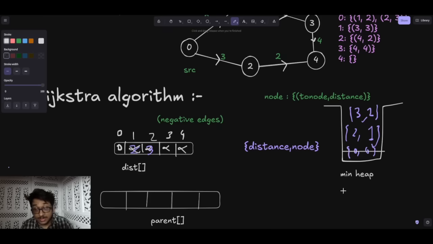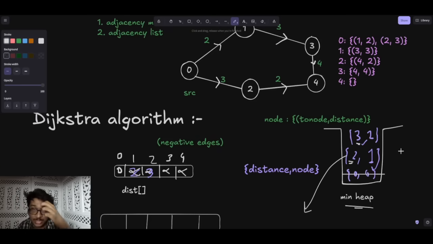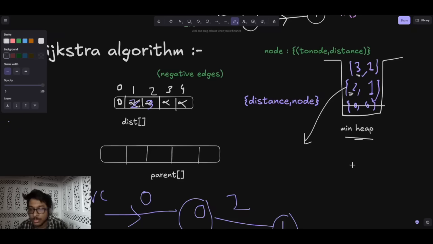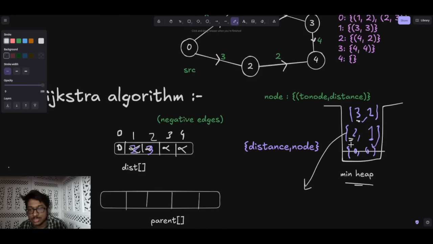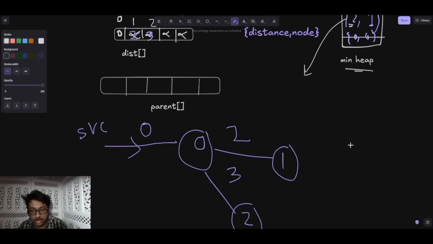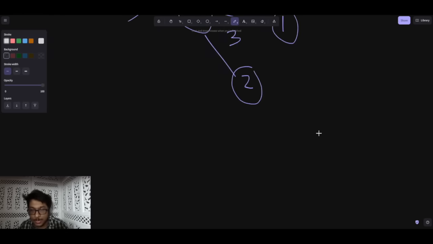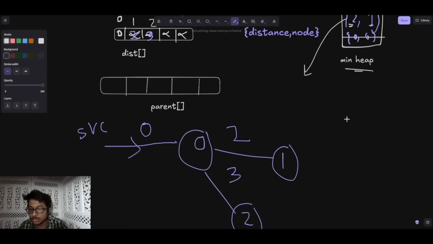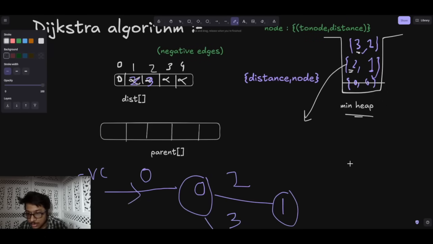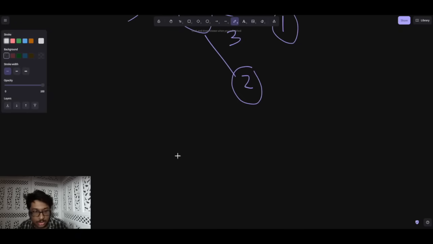Now since this is a min heap, which one of it will pop out from the top? This will pop out. Why? Because 2 is less than 3. So 2 comma 1 will pop out. 2 comma 1 means the node is 1, distance is 2. So the node 1 has popped out.